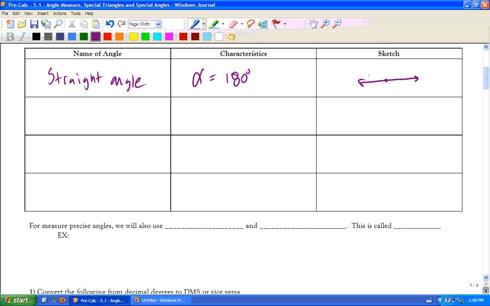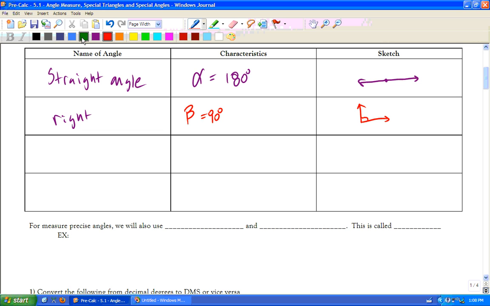Not too surprising there. We call it a right angle when our angle, we'll go with beta this time, is equal to 90 degrees. In other words, if you were to make these rays into lines, those would be perpendicular. And that's our sketch. Perpendicular is another way to describe those two rays.